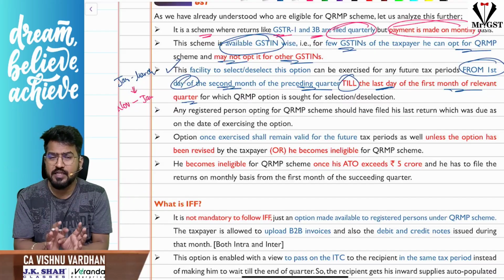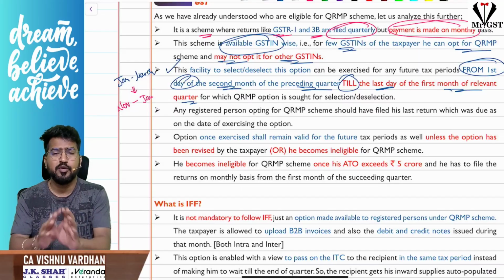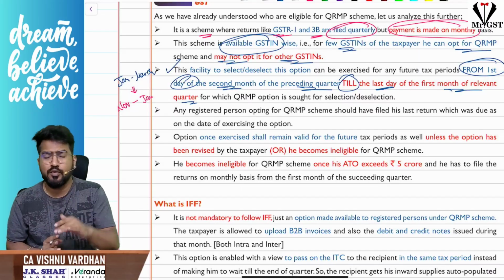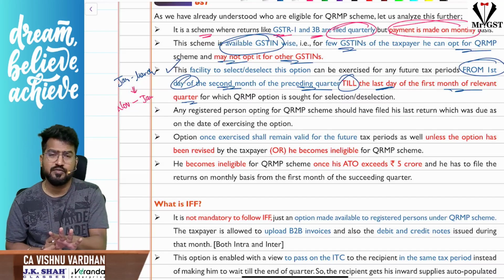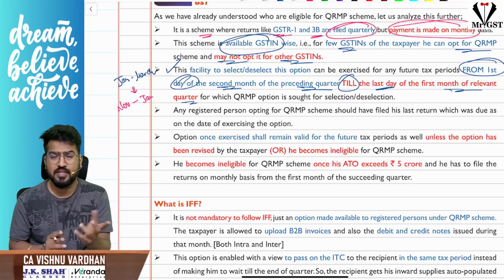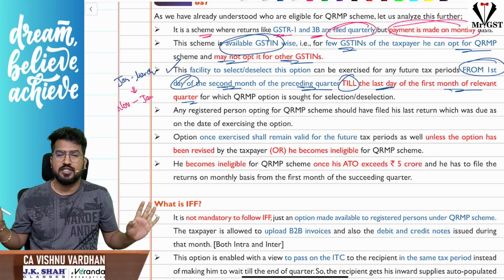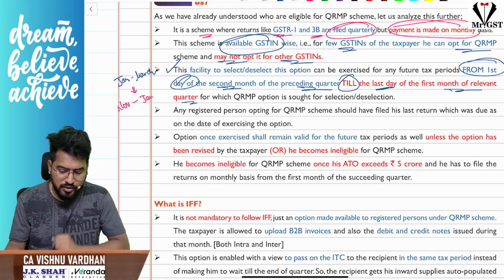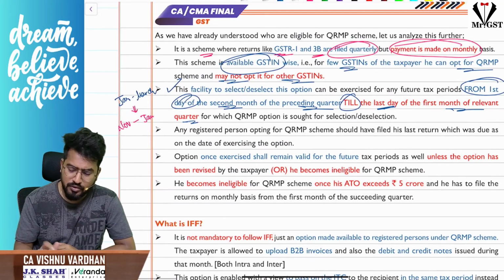If you are under the monthly scheme, unless you disturb that, it will go on monthly only. If you want to shift from monthly to quarterly, you shift it, or if you want to shift from quarterly to monthly, you shift it, but unless you do something, it will not get changed. So that is the point. Now January to March, as I told you, the option is November to January.